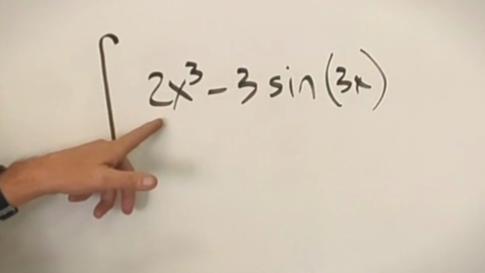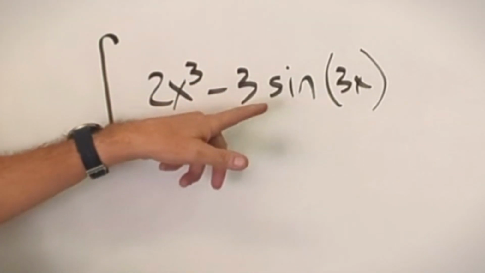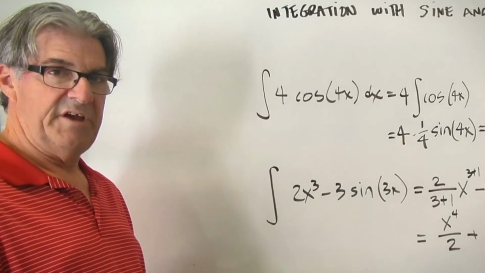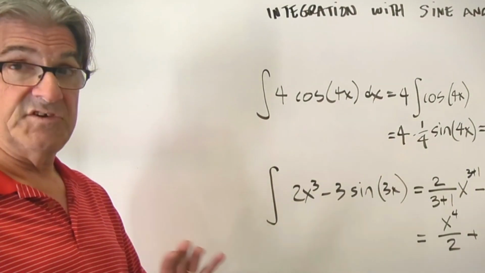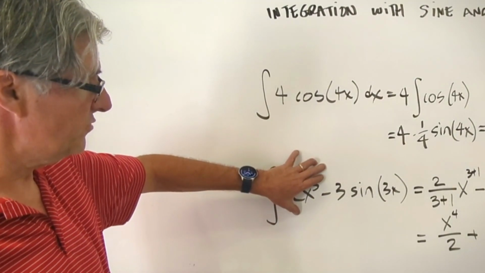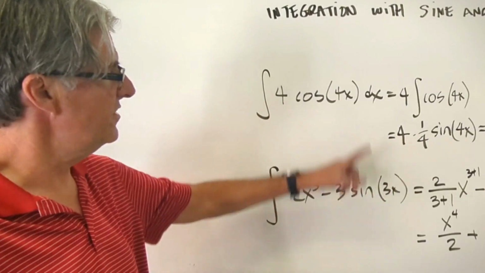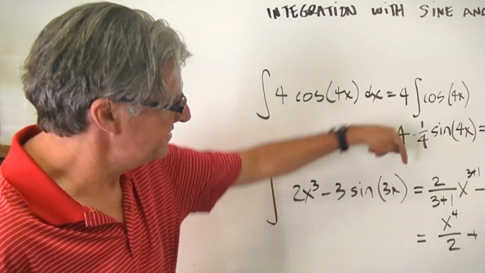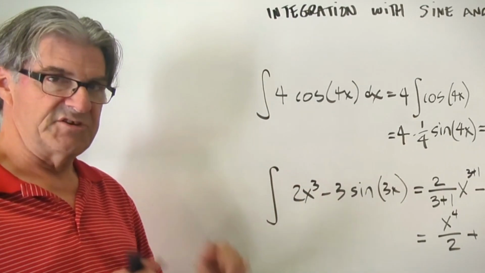I want you to find the integral of 2x to the third minus 3 sine of 3x. Go ahead and pause the video and do that one. Okay, so to start this off, first realize I can just integrate this one and integrate that one. And you'll notice I forgot my dx out here. So I should have said integral of this dx. But no worries, we can do this math.